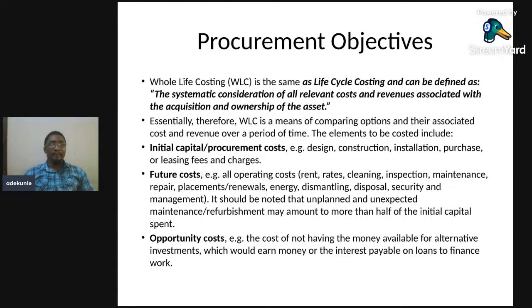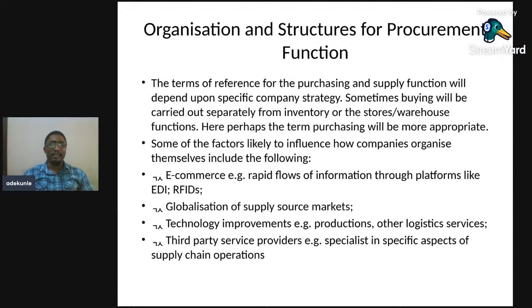All right. Of course, like we said, life cycle costing is defined as the systematic consideration of all relevant costs and revenue associated with the acquisition and ownership of an asset. Like I said, maintaining the car, the cost of fueling, the cost of spare parts, and all sorts of things. Then you also consider what we call the initial cost of procurement, the future cost, and the opportunity cost. Opportunity cost is telling you, if I decide to invest this money somewhere, an alternative investment, how much would that investment give to me compared to going for this other form of production?